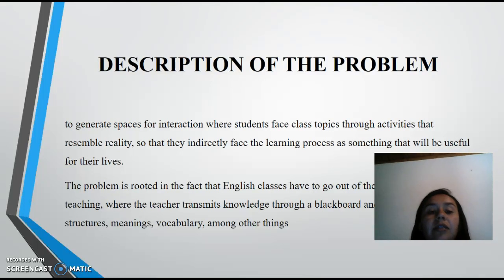The general space for interaction where students face class topics through activities that resemble reality, so that they indirectly face the learning process as something that will be useful for their lives.